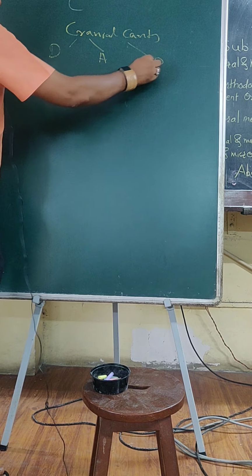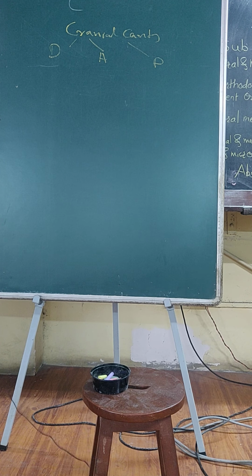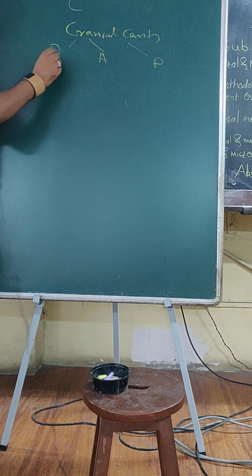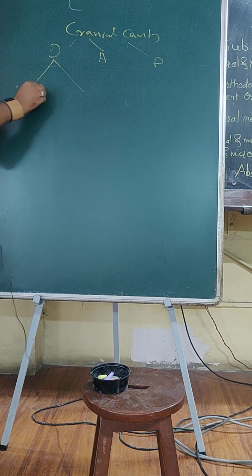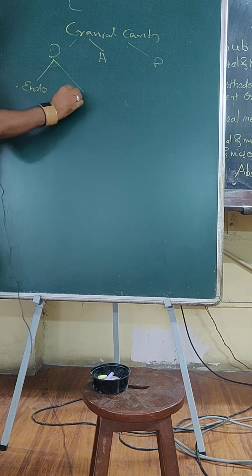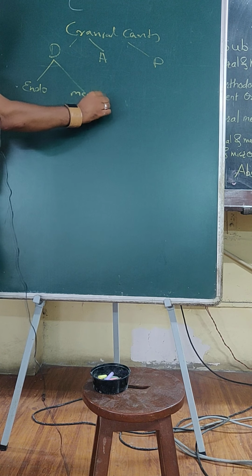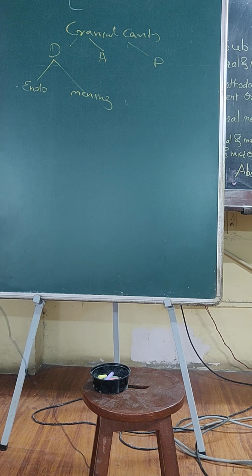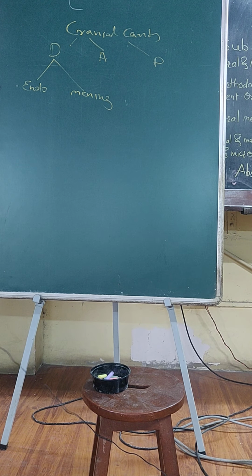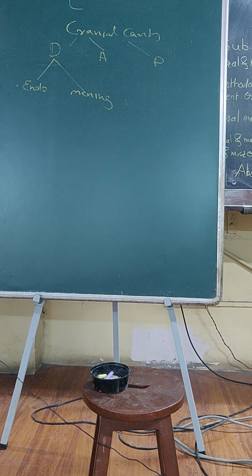This dura mater is thrown into two folds, or it has two layers, and those two layers are the endosteal layer and the meningeal layer. So dura, arachnoid, pia. Dura mater has two layers. What are those two layers? Endosteal layer and meningeal layer.